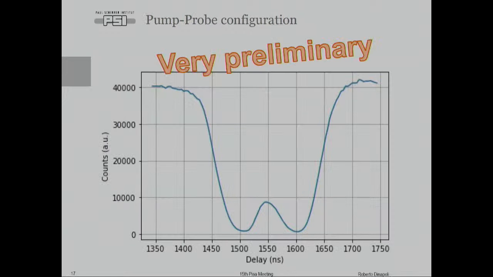We have some very preliminary results. I'm sorry, I have a lot of things which are very preliminary, and very preliminary means last week we have taken data with this. However, what you can see is that indeed here we are able to catch the single bunch in the gap, and this is done with a gate which is 10 nanoseconds long.